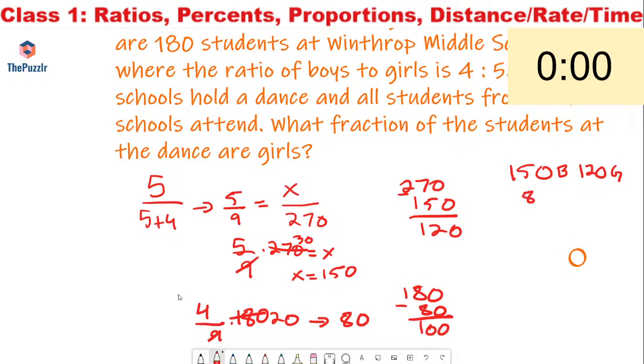So let's write that here. 80 boys, 100 girls. This gives us what? This gives us 230 boys and 220 girls. Okay, so what do we, oops, that number is not correct. So we have 220 girls. Okay, let's just quickly erase that.